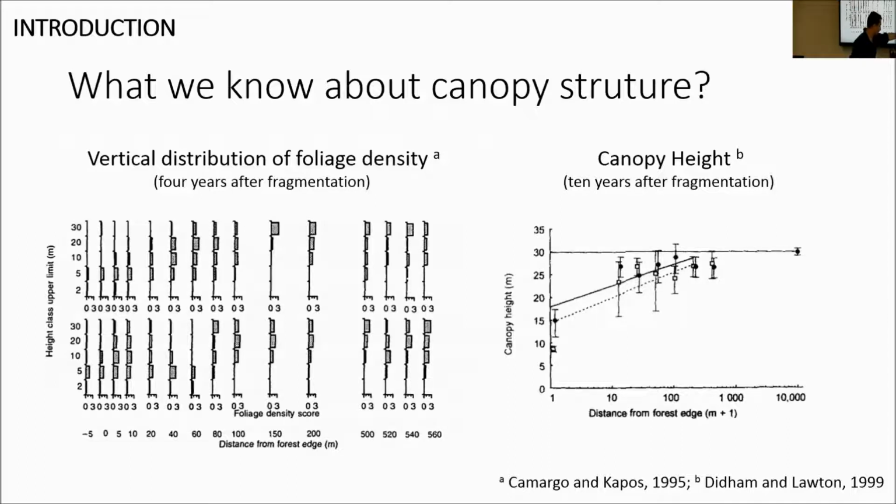But this work and this work, what do they show? This work shows this is smaller, lower, higher at the edge. This one is 10 years after the fragmentation. But there are some limitations about these works, because they were made with visual measurements. And I think most of you have already been to a tropical forest.